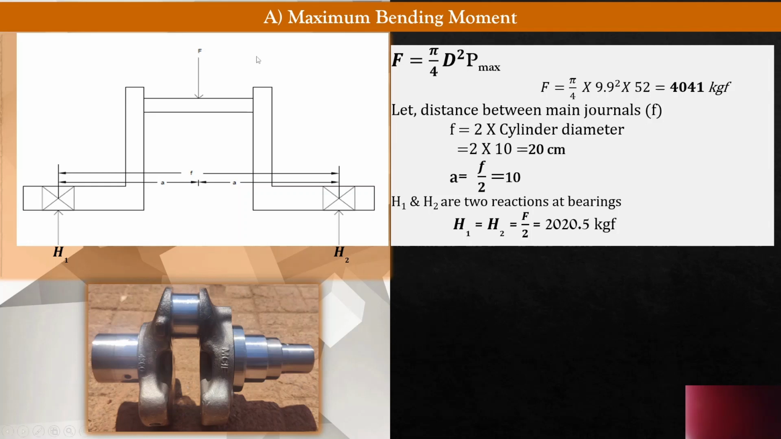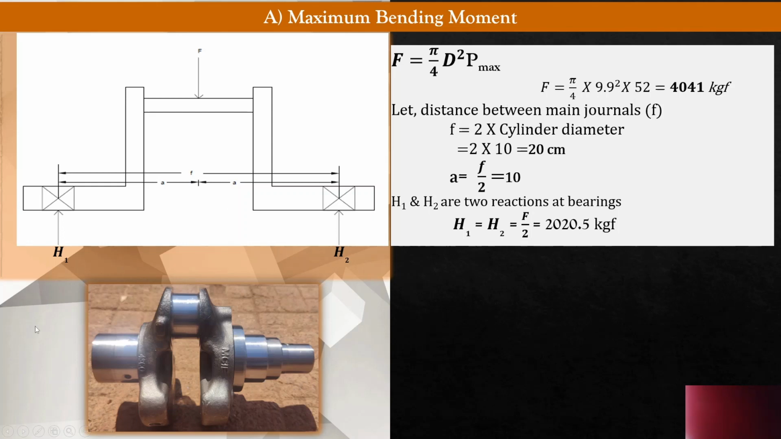So here F is the maximum force acting on the crankpin. It can be calculated as pi by 4 into D square into P max. D is diameter of the piston, it is 9.9 centimeter. P max is maximum gas pressure, it is 52.5 kg per centimeter square. Substituting the value, the maximum force F is calculated as 4041 kgf.